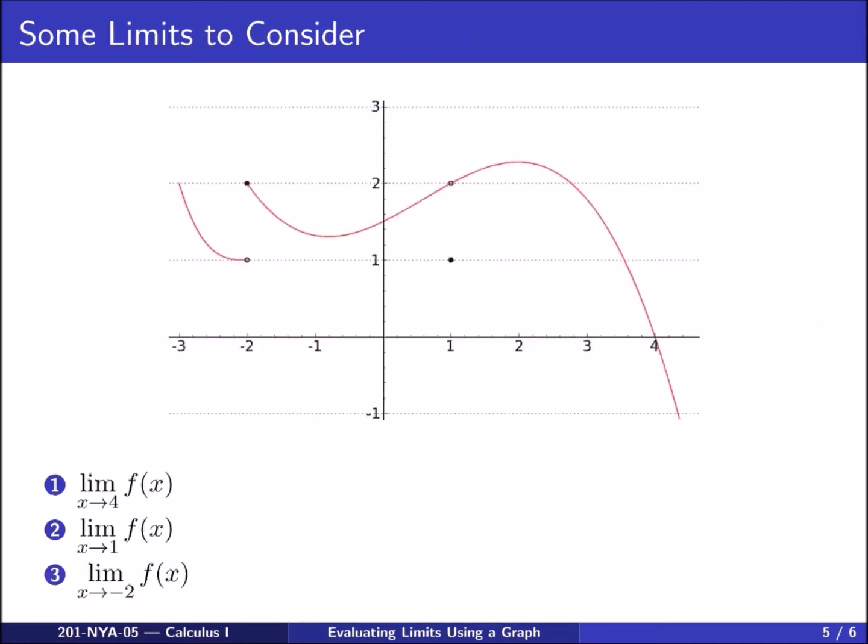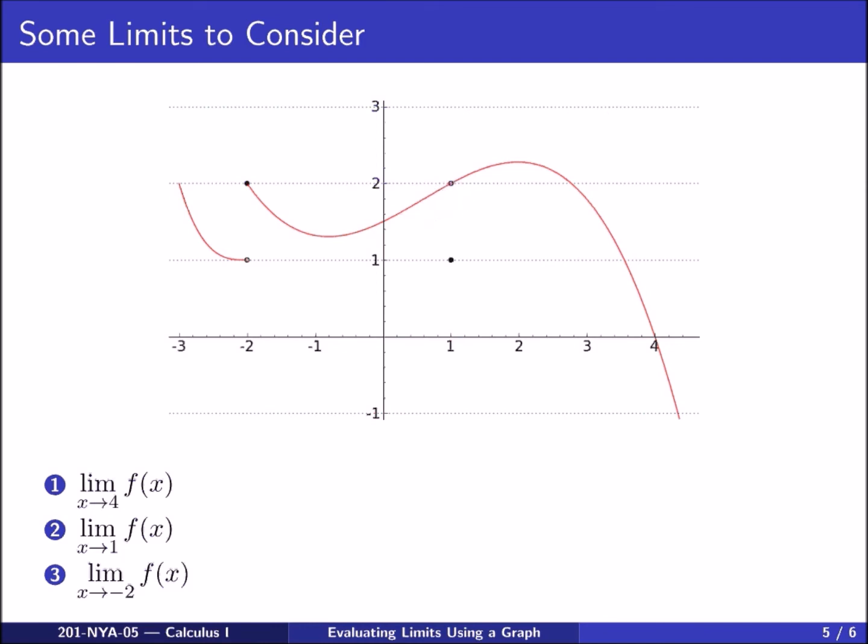Here's the graph of another function. Notice that it is continuous everywhere except at x equals minus 2 and x equals 1. At minus 2 there is a jump in the function. The function value at minus 2 is 2, since there is a full dot at (minus 2, 2), right there. At x equals 1, the function value is 1, since there is a full dot at (1, 1). And notice that at the other places, we have empty dots.